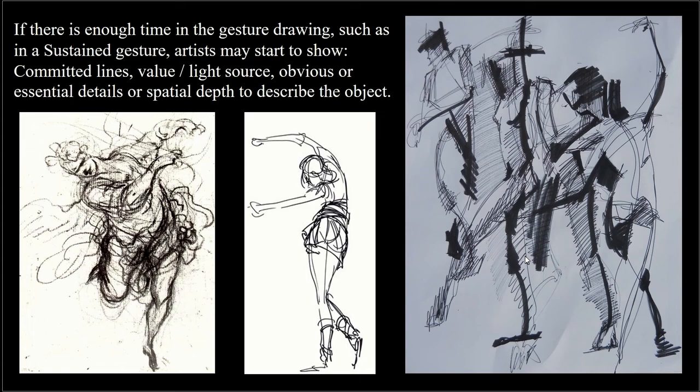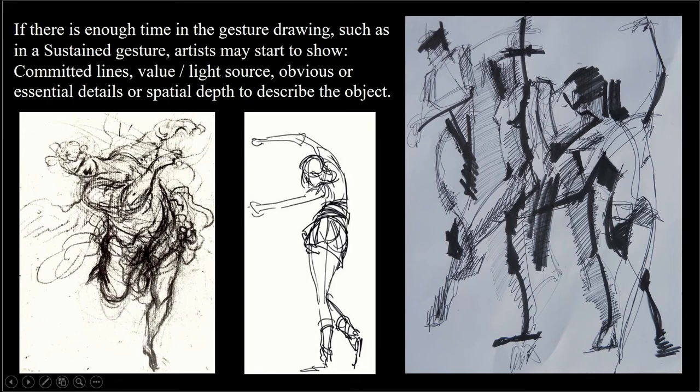You might have what we call committed lines, value, light source, obvious essential details like the skirt that's here. You can see they're really getting the turn and torque of the body. I even see where her shirt ends and her collar is, her hair and the ponytail, as well as some facial features and socks. So I'm getting a lot more detail in this particular one.